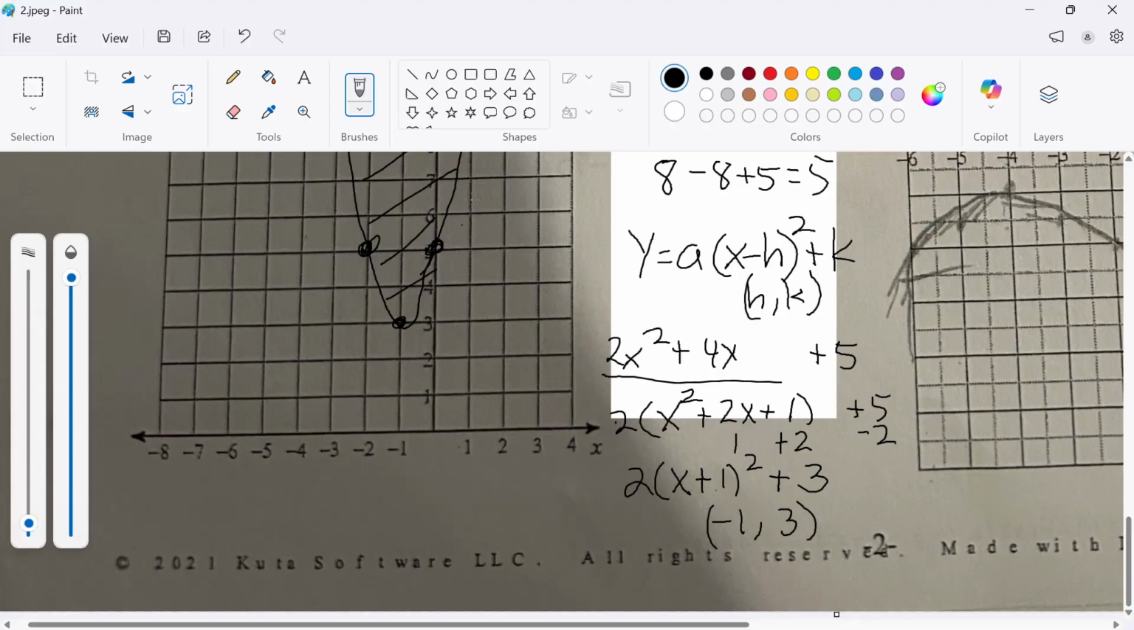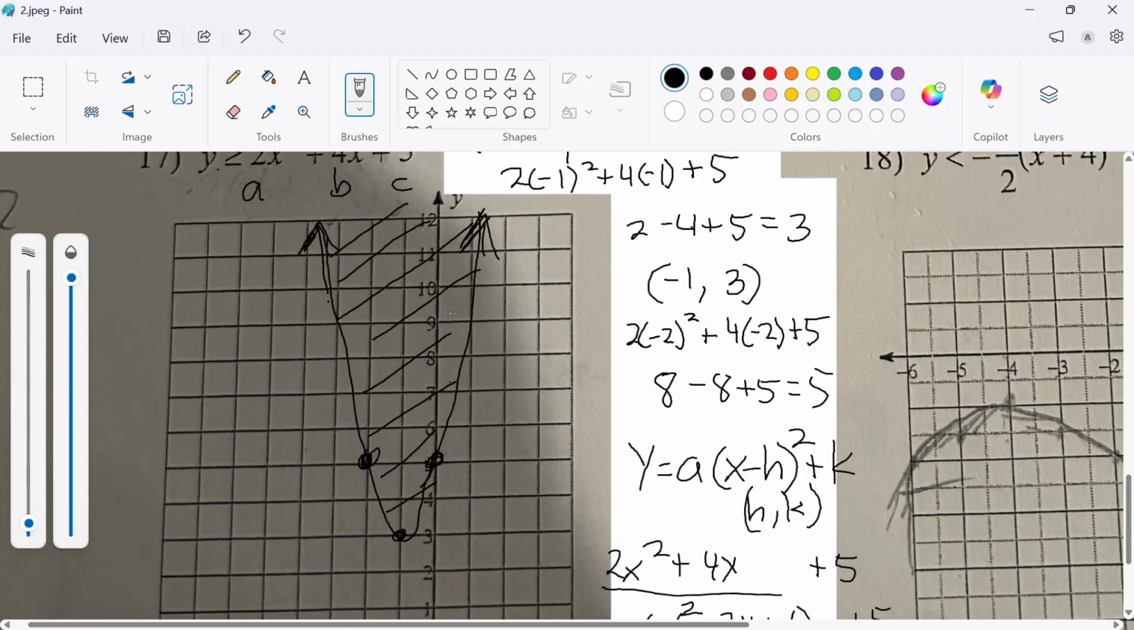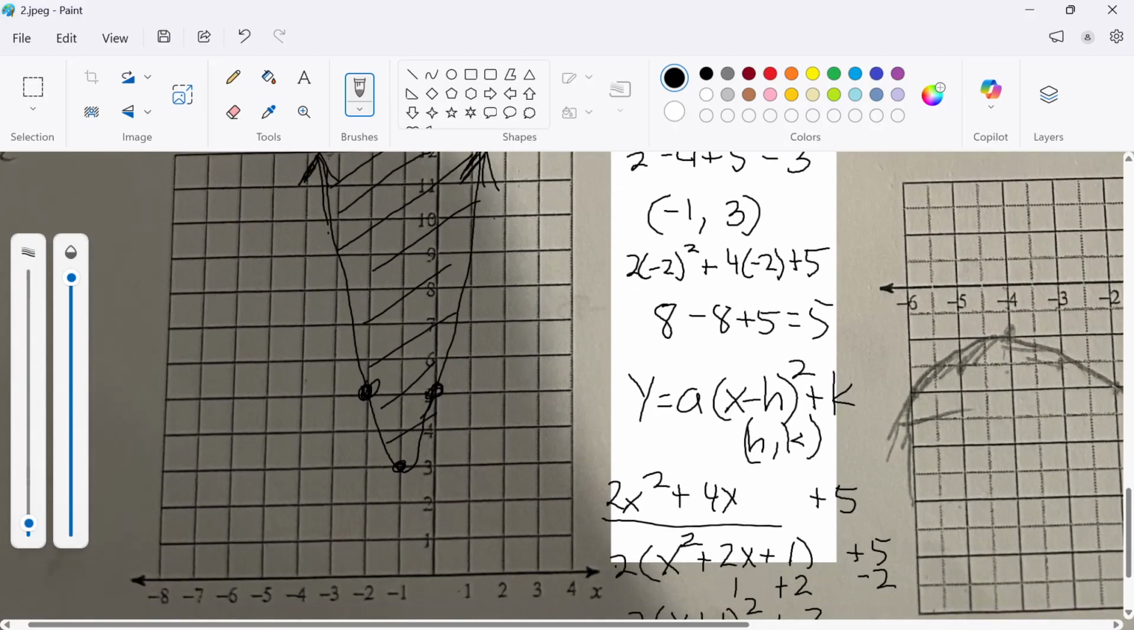And then I could graph two points. When x is 0, 0 plus 1 is 1, 1 squared is 1, 2 times 1 is 2, plus 3 is 5. So I got that. And for negative 2, negative 2 plus 1 is negative 1, negative 1 squared is 1, 2 times 1 is 2, plus 3 is 5. So I get the same two points. And then again, I graph above it. Whenever I'm doing these inequalities, I draw it to the ends of the graph so that I can see exactly where the shading is.